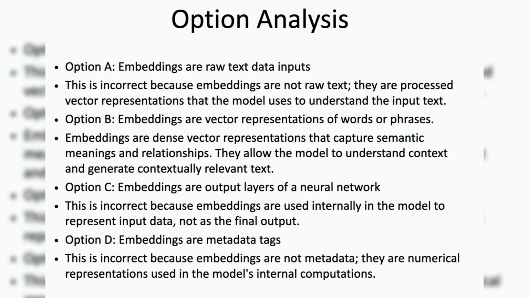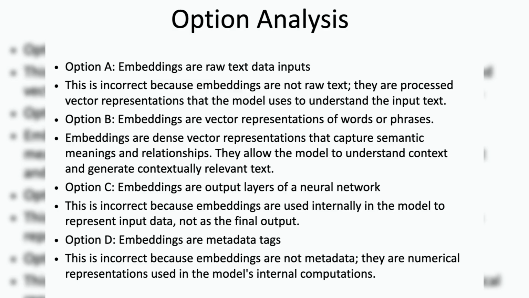Let's take a look at each option one by one. Option A, embeddings are raw text data inputs. This is incorrect because embeddings are not raw text. They are processed vector representations that the model uses to understand the input text.